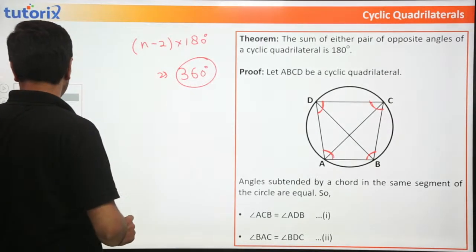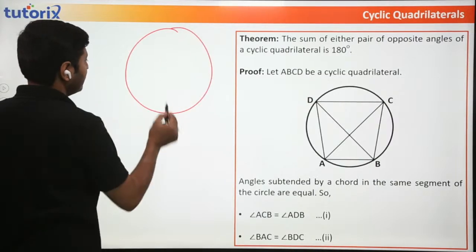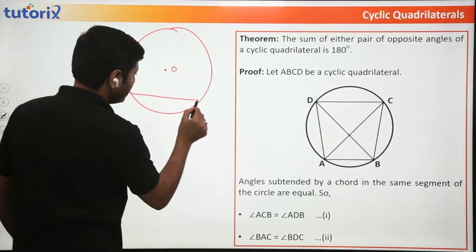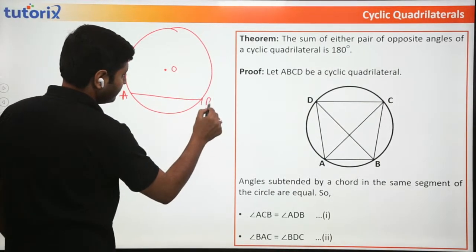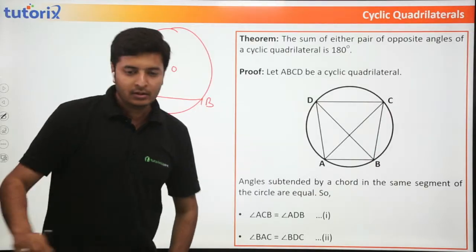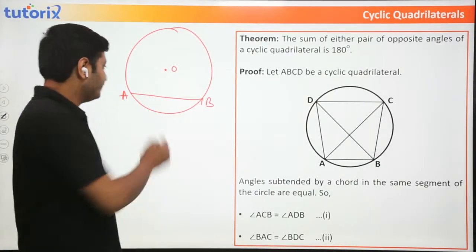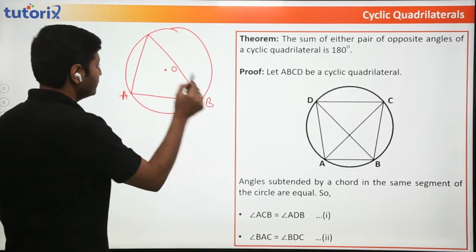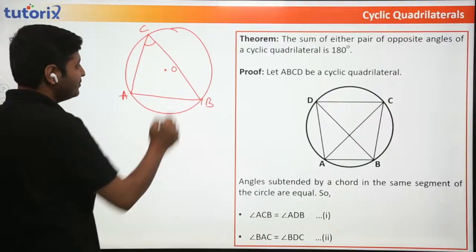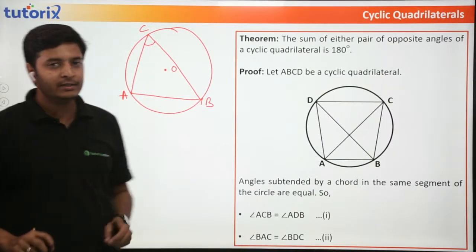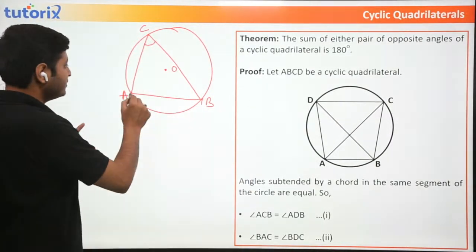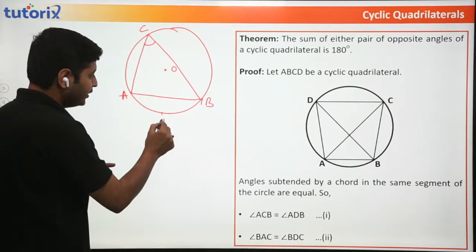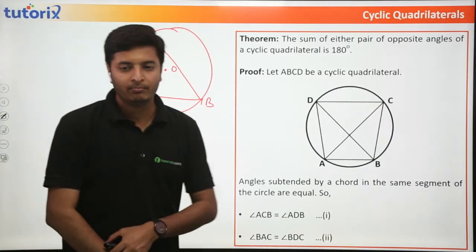See, we know this concept. Let me remind you of it. Suppose this is a circle with center O. I'm going to draw a chord AB. Now consider the angle subtended by the same chord. Suppose this is point C. So ACB is the angle subtended by chord AB on the major segment. This is the major segment, and suppose this is point D. So ABD is the minor segment.